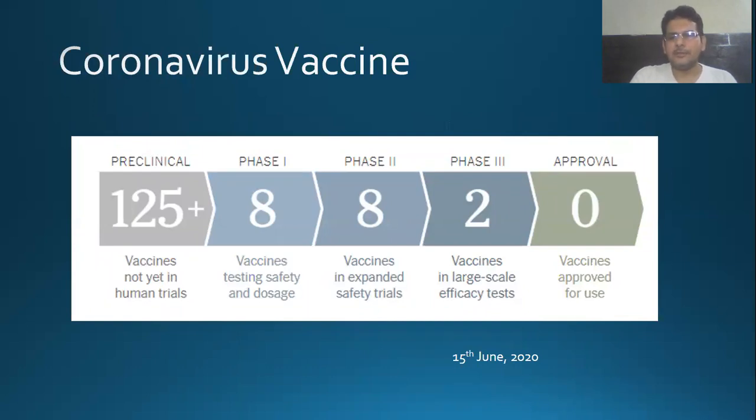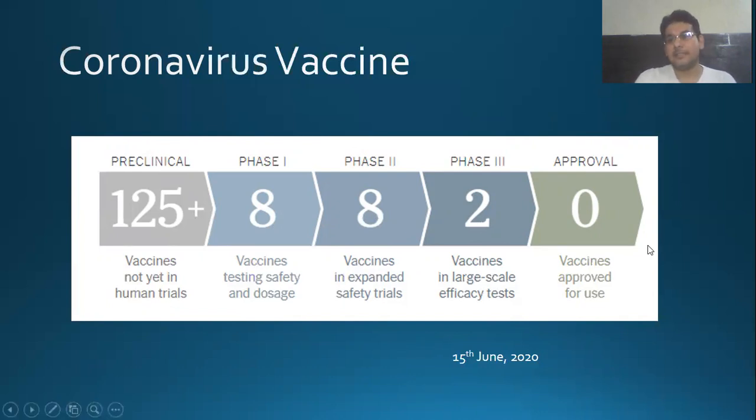Now I'm going to give the update till 15 June 2020. What is the status of coronavirus vaccines? Around 125 vaccines, more than 100 vaccines, are in preclinical testing, in animal testing studies. There are 8 vaccines in phase 1, 8 vaccines in phase 2, and 2 vaccines in phase 3. So they are in the process.